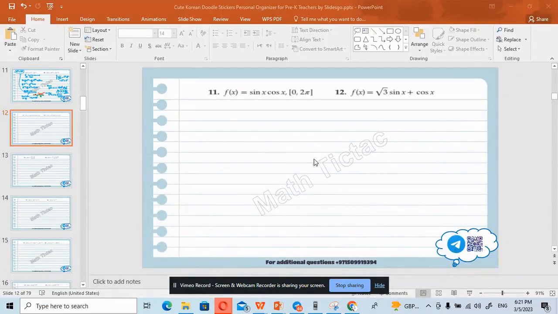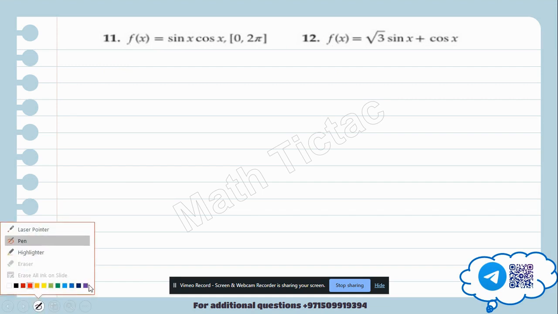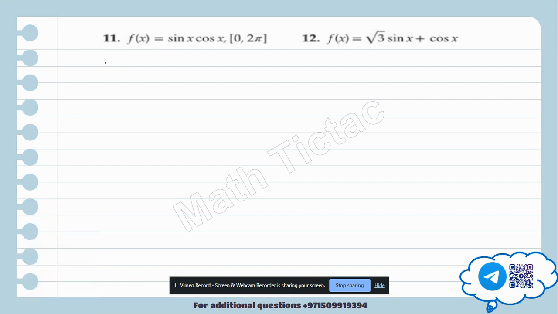Okay, so moving to the next question. We will solve a question about the trigonometric functions. Let's say we would like to solve question 11 or 12, both of them the same trigonometric functions. I will try to solve question 11. So in here, let's choose the pen. Okay, so in here, question 11.